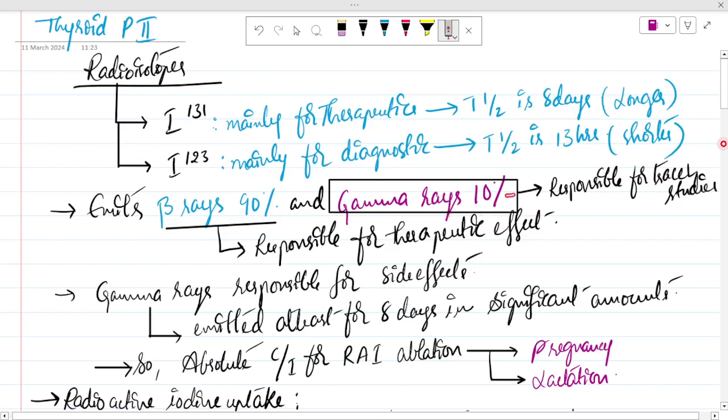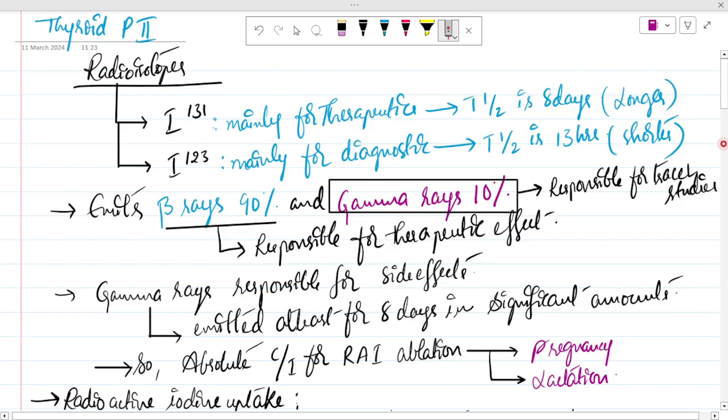Now these gamma rays are responsible for tracer studies. They are the helping rays for tracer studies, that is diagnostic. Beta rays are the main rays that are helpful for therapeutic purposes. Now, gamma rays actually have some side effects. We already studied in final years that gamma rays are responsible for side effects.